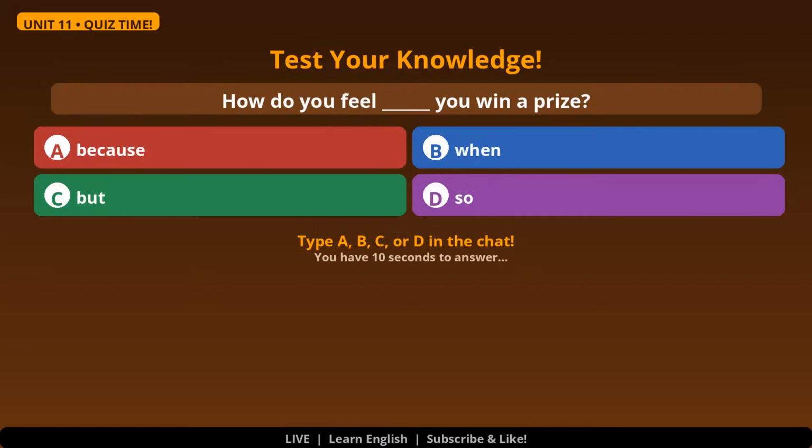Let's test your knowledge. Here's the question. How do you feel you win a prize? Option A, because. Option B, when. Option C, but. Option D, so. Think about it. Type A, B, C, or D in the chat. You have 10 seconds.